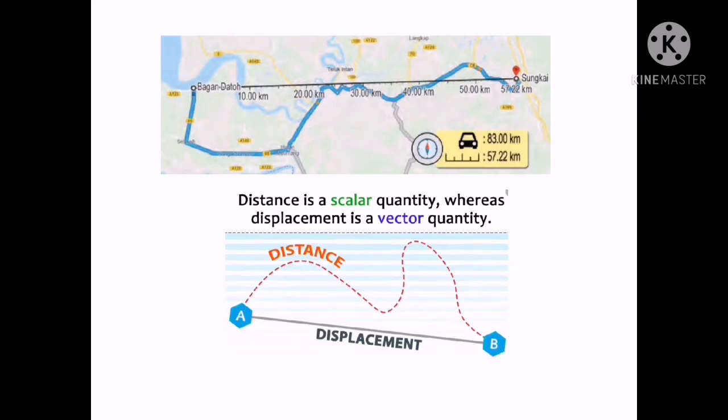Let's look at distance and displacement first. Distance is a scalar quantity, whereas displacement is a vector quantity. Remember, scalar quantity means a quantity that has only magnitude, whereas vector quantity is a quantity that has both magnitude and direction.